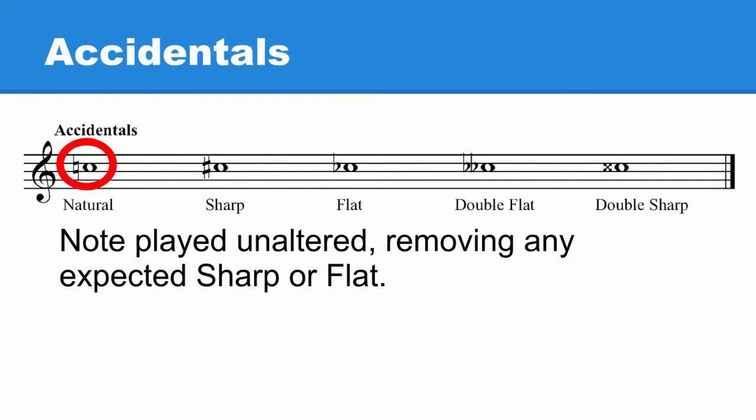Let's look at the first one here, the natural. This means the note is played and not altered and would remove any expected sharp or flat. So in this case, if you had a key signature that had a C sharp in it and you needed a C natural, you would just place this natural sign in front of it and that would remove the sharp.